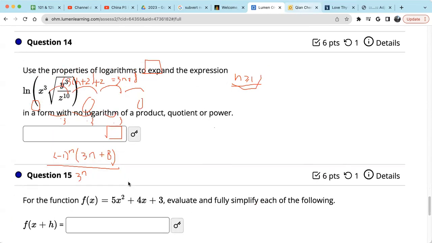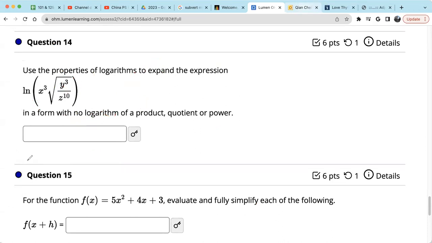Okay, that's 13. Let's see, 14. Let me erase this first. 14, we're dealing with log expressions. So what do we want to do? We want to use a property to expand the expression.